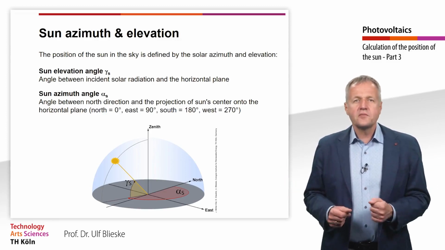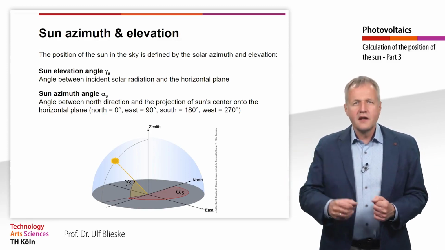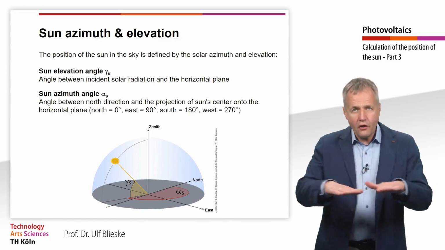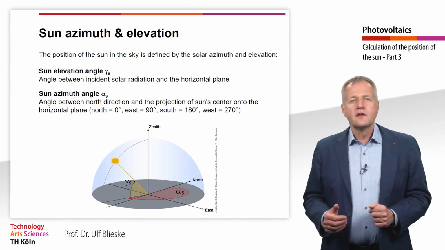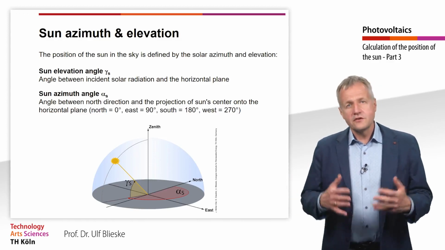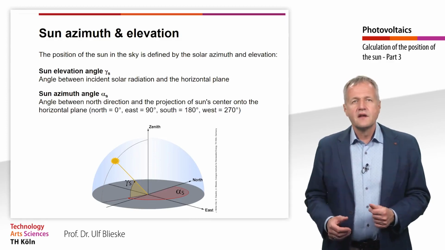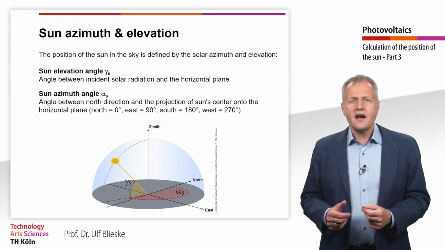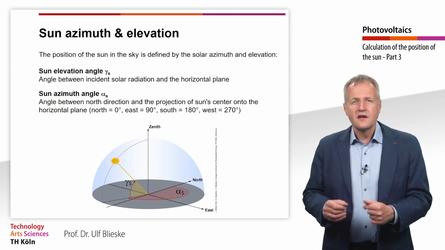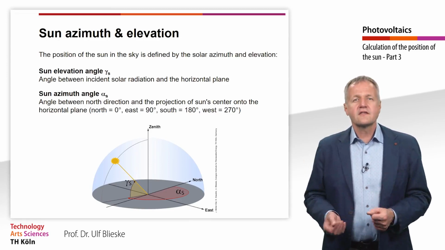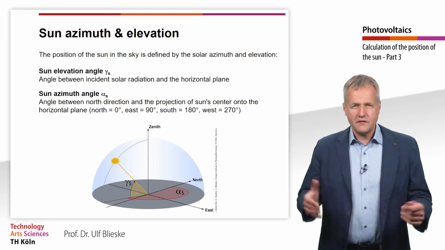It is the angle between the north direction and the projection of the sun center onto the horizontal plane. North corresponds to 0 degree and south to 180 degree. If the sun position in the sky is in the east, the sun azimuth angle is 90 degree. If it's in the west, the sun azimuth angle is 270 degree.